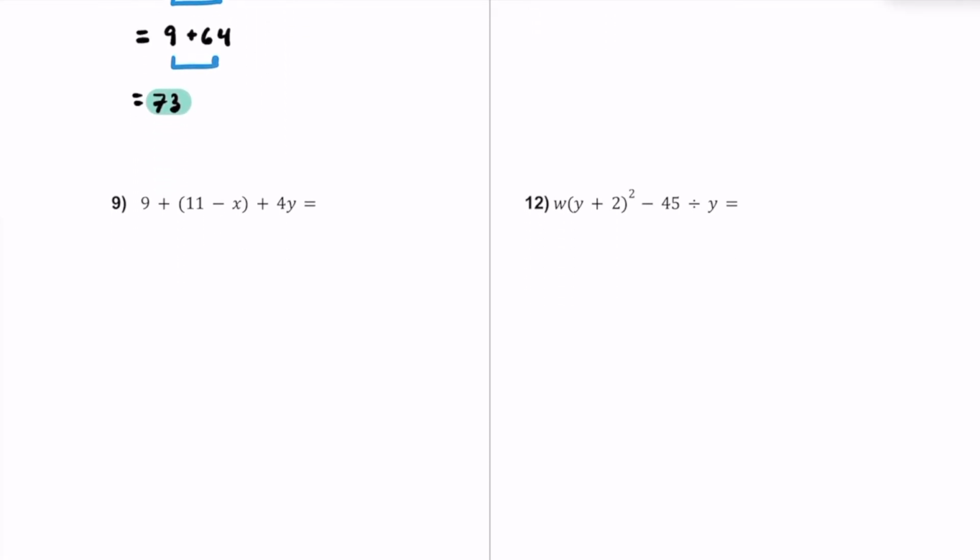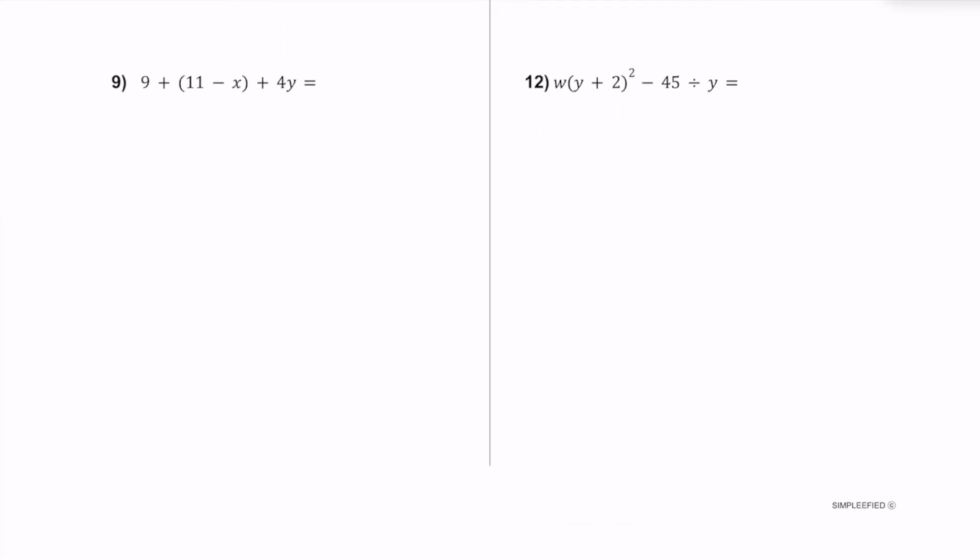All right, for number 9, looks like we have some grouping symbols here. So we have 9 plus the quantity of 11 minus x plus this 4y. So let's go ahead and substitute in first. So we have this 9 plus, and then let's see, in this parentheses, we have 11 minus x. Now x is equal to 8, so we're going to go ahead and just write 8 here, and it's positive, so you can just write it just like that. Plus we have 4y. Remember, 4y means 4 multiplied by whatever y is, and y is 5. So we're going to write 4 times 5.